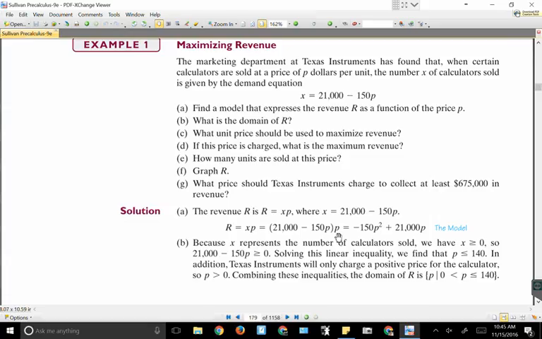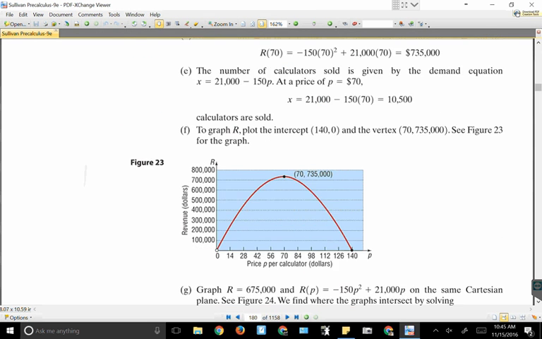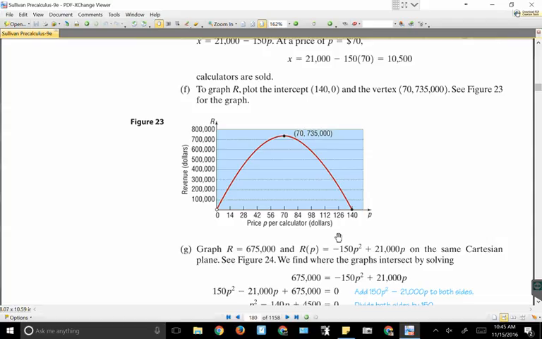So now that we've got the function identified, the rest of it's pretty easy. We can drop that into the graphing calculator. We can go through and do the math on it. We can see the graph on it. We see this. So they're saying that if they price the calculator at $70, they are going to make a revenue of $735,000 at a price point of 70 calculators.